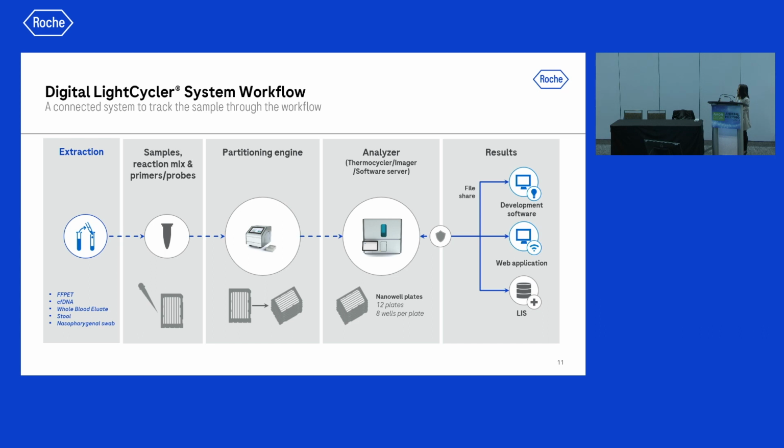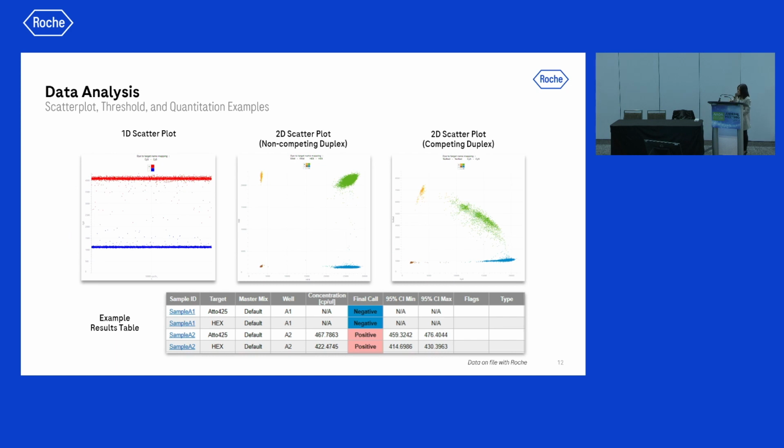Once the analysis has completed here, the data results and the data outputs can be shared with either the LIS, the web application, or actually opened up in the development software for further downstream analysis. And now just to walk you through, since we will be seeing a lot of these plots in subsequent slides, in the development software, the data outputs include the 1D scatter plot, shown here on the left, as well as 2D scatter plots, 2 different types, one reflective of a non-competing duplex, the other reflective of a competing duplex.